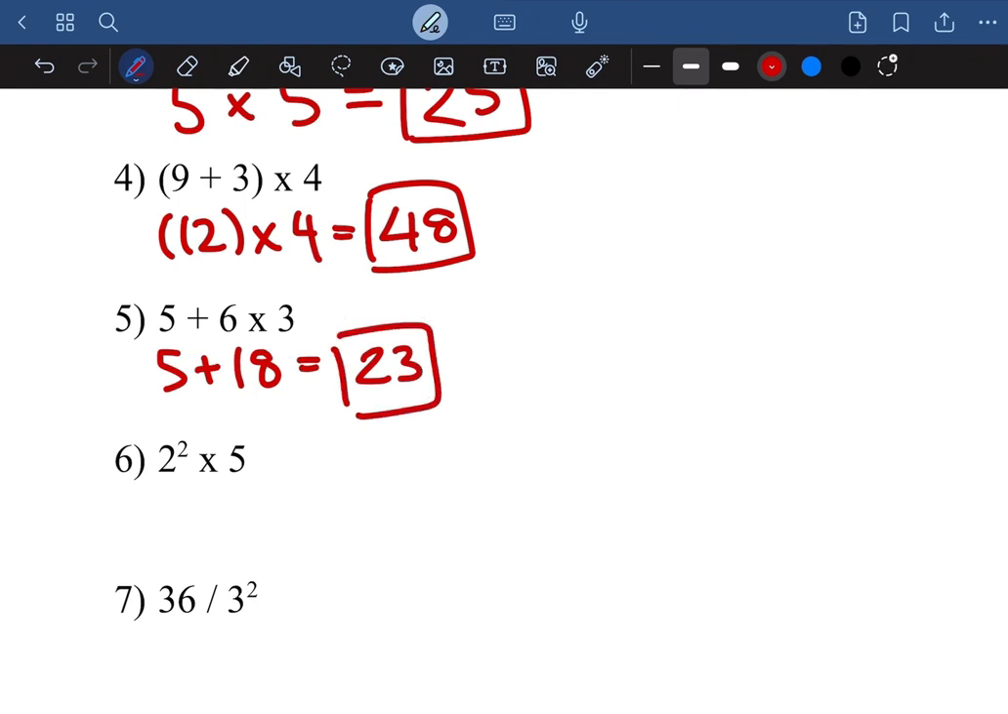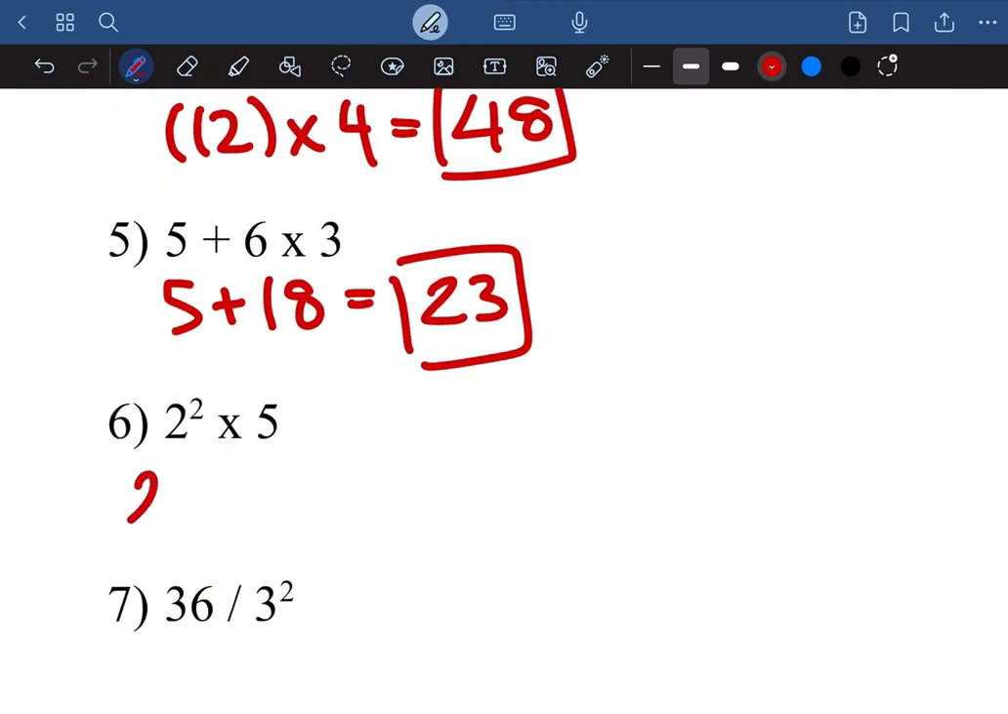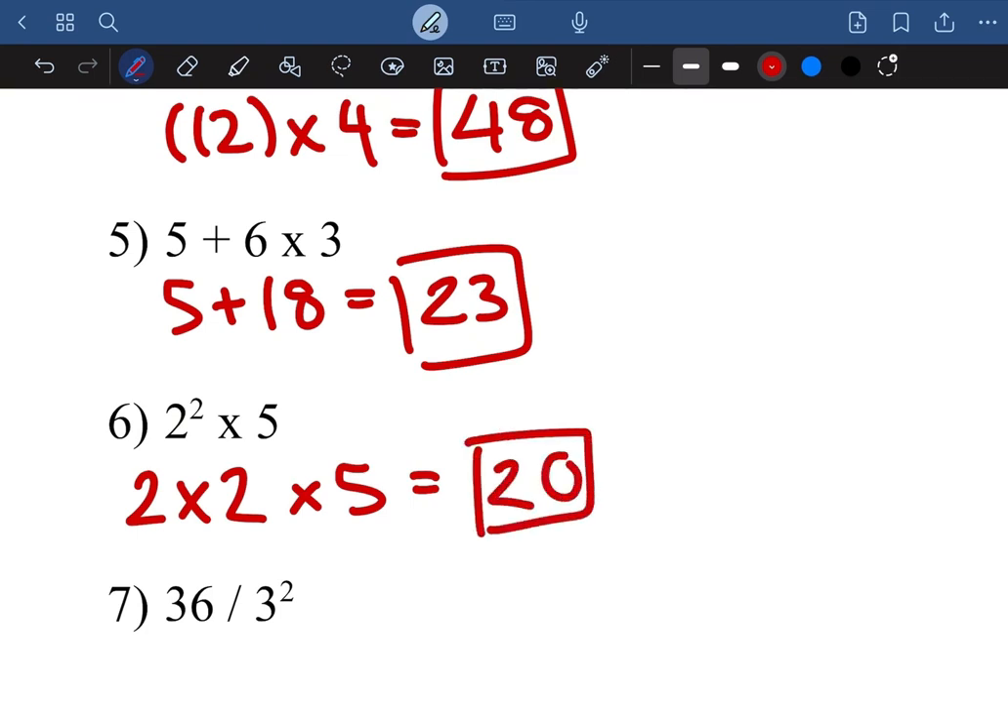Number 6, we have 2 squared times 5. So the number 2 is raised to the power of 2. So we have to multiply the number 2 by itself 2 times. This is the same thing as 2 times 2 times 5, which is the same thing as 4 times 5, which is 20. So that will be your answer for number 6.